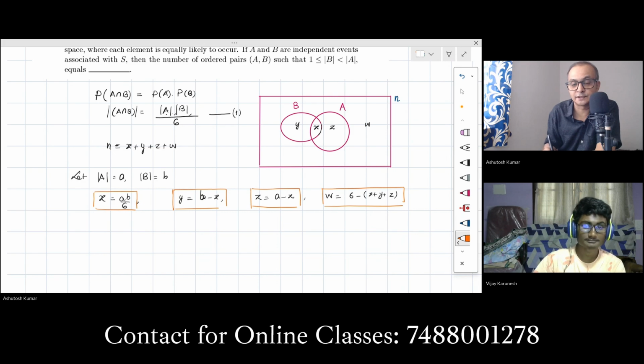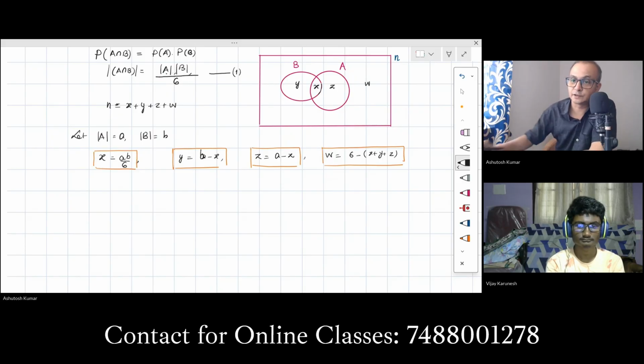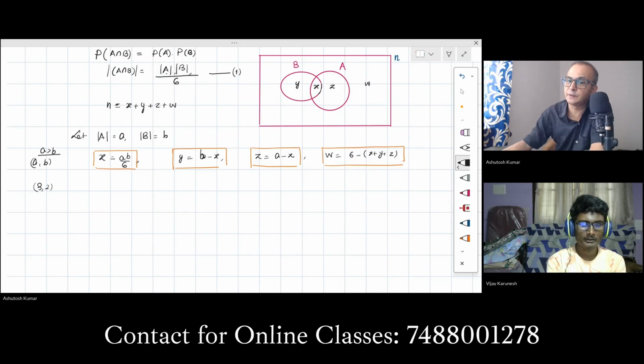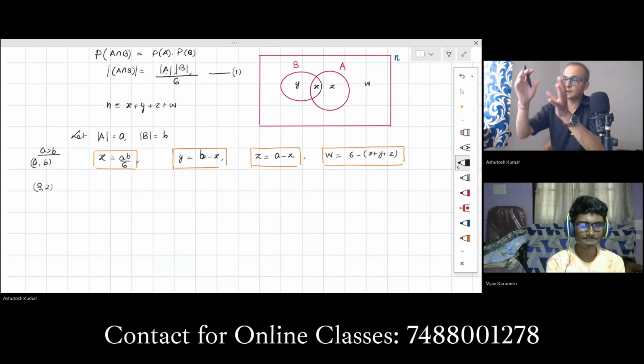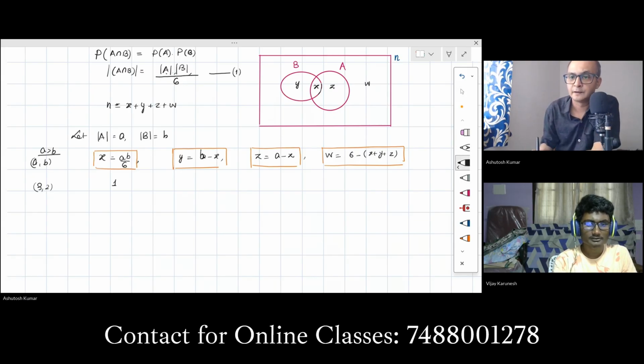So let's first provide the ordered pair AB. Notice that A is greater than B, correct? So first I'm giving it here 3, 2. 3, 2 means A is greater than B. So can you tell me what this will give you? 1, correct? If this is 1, then what do we get here? 2 minus 1, again 1. What do we get here? 2. And what is this thing?